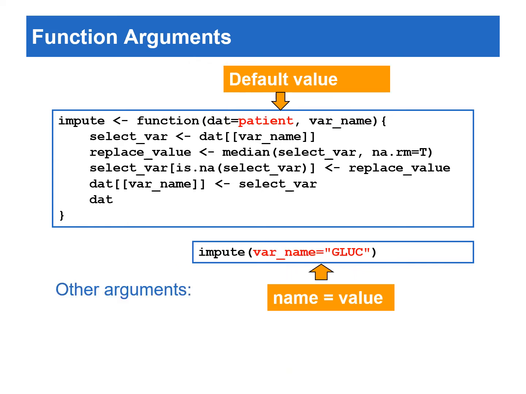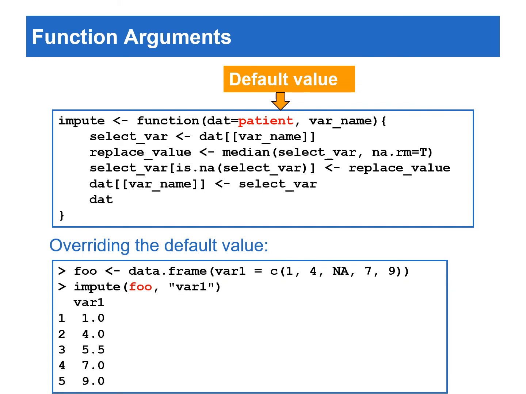A function often consists of many arguments. For some of the formal arguments, we often use a specific value, and seldom use other values. In this situation, we can provide a default value for this formal argument. For example, we provide a default value to dat with patient, since we are going to use this data more often than other data. During the function call, we don't need to specify any value to the dat argument, if we are going to use the default value. Since the default value is provided for the first argument of the impute function, for other arguments of the function, we need to use the name equals value format, or keyword matching.